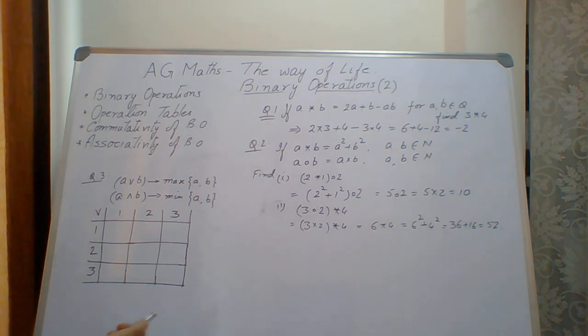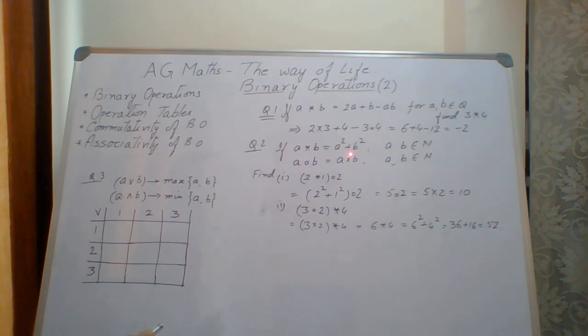and that answer is minus 2. Second problem we discussed here is if A binary B is given as A square plus B square and A, B are belonging to the natural numbers. Here the A, B elements have come from the set of natural numbers. Natural numbers, you all understand, are 1, 2, 3, 4 up to infinity.